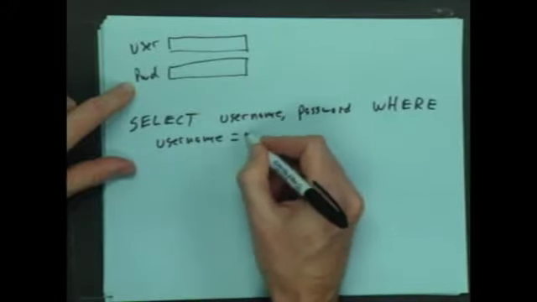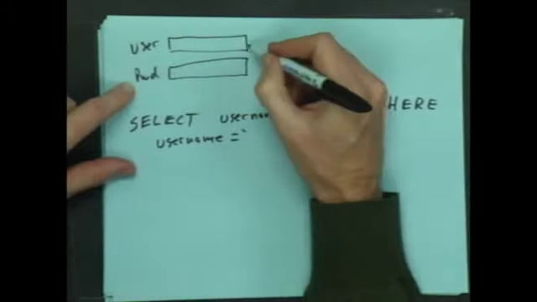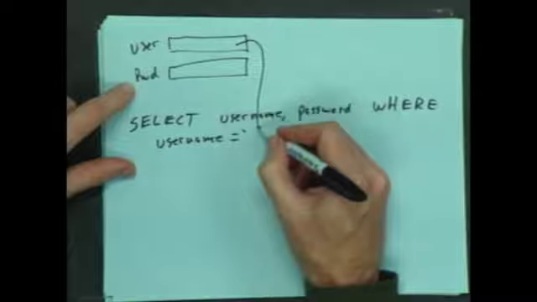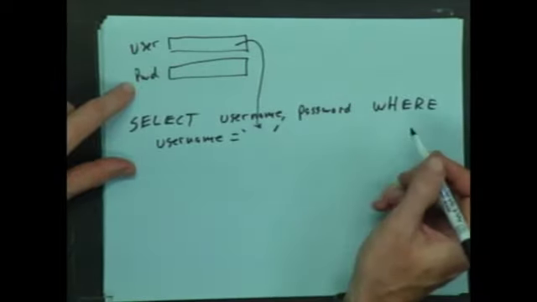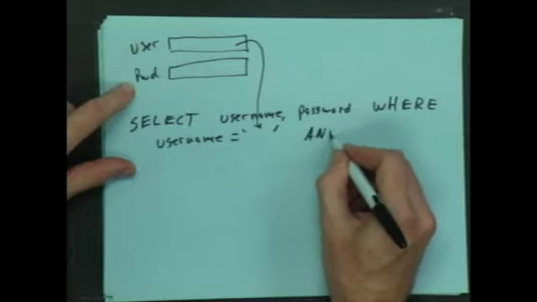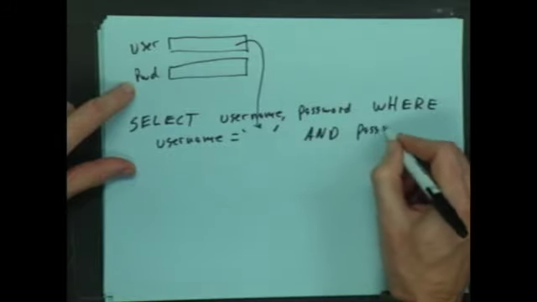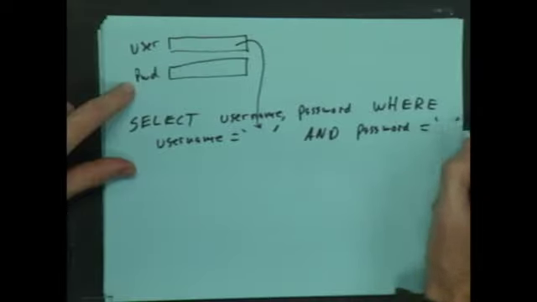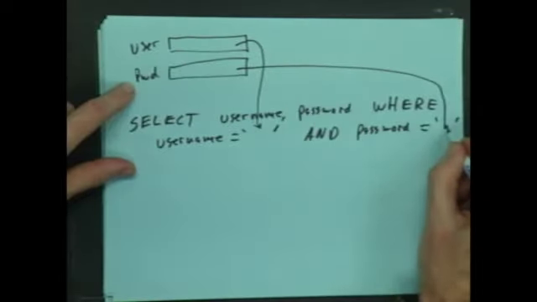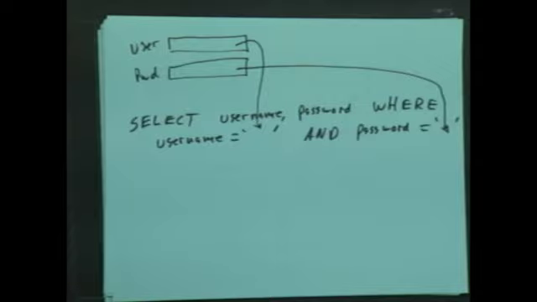Username equals, I've got to put a single quote. You guys have done this, right? Then whatever they entered goes into that value. And then I put an AND, password equals, and then whatever they put into the password field. This seems pretty straightforward, right?